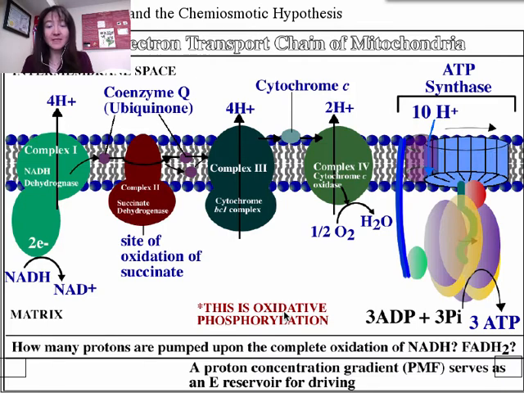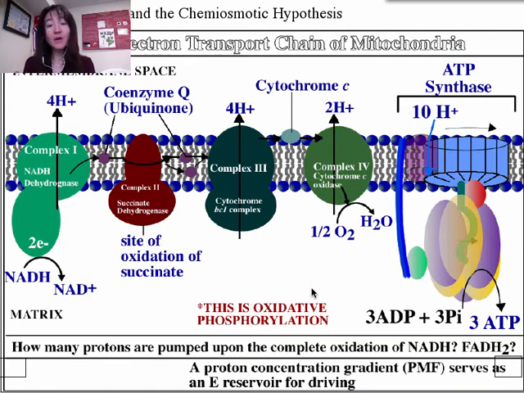Now, why does that term make sense? Well, it makes sense because all of the energy required to make this proton motive force, which is then tapped into to make the ATP, came from the oxidation of reducing power, NADH, FADH2. So this really is the coupling of oxidation to phosphorylation, ox-phos, right? And that's really what's happening in the ETC.